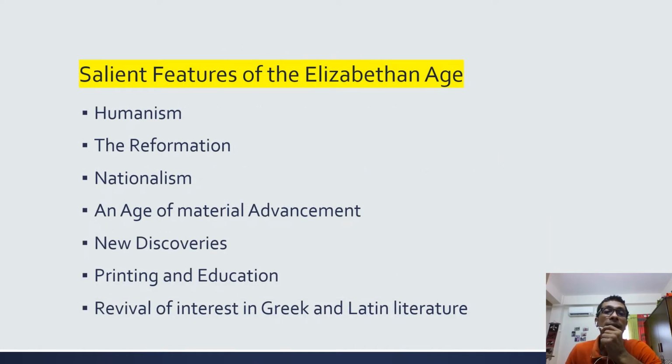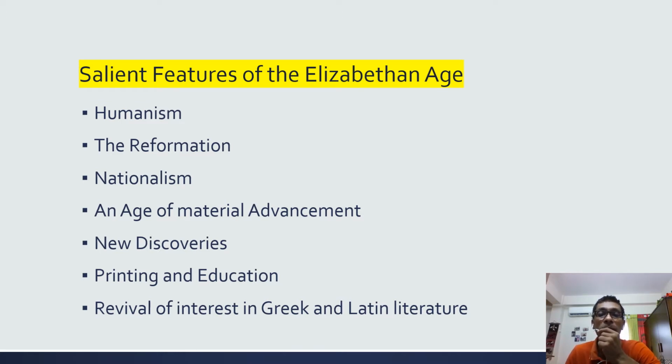Well, there are some salient features or characteristics of the Elizabethan age. Now let's have a look at them one by one. Humanism is the first one. Reformation, nationalism, an age of material advancement, new discoveries, printing and education, revival of interest in Greek and Latin literature. So these are the most important features that took place in the Elizabethan age.